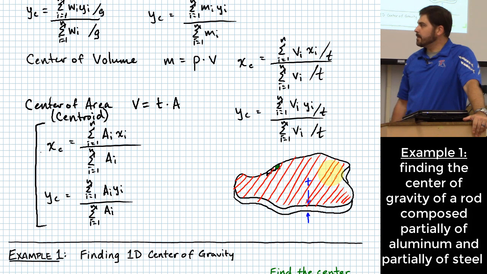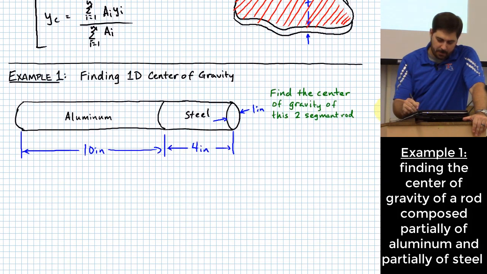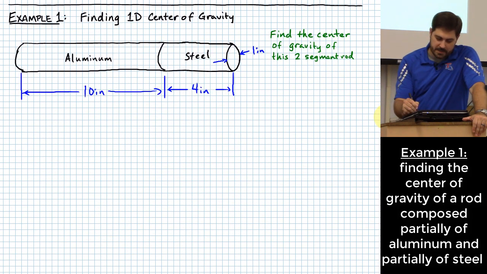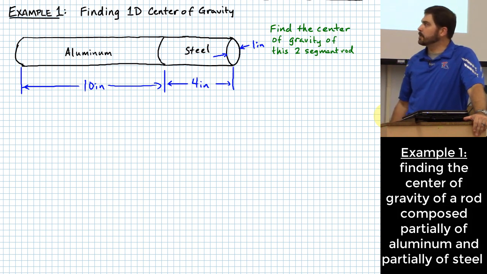Okay, so these are the relationships that we're going to start with here, and let's go ahead and do our first example problem to find the center of gravity of a rod made up of two different kinds of material. Okay, here's the two kinds of material, aluminum and steel, and it says find the center of gravity of this little two-segment rod, one segment being aluminum and the other one steel.